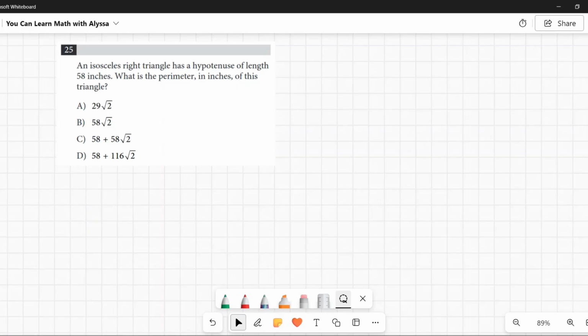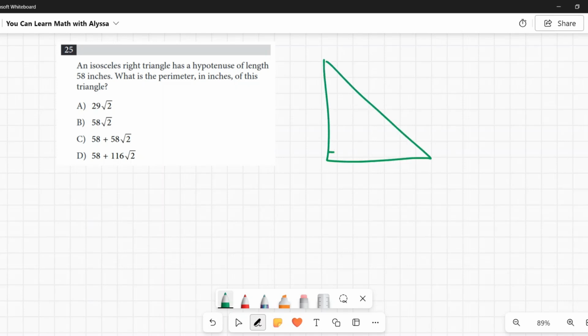Number 25. An isosceles right triangle has a hypotenuse of length 58 inches. What is the perimeter in inches of this triangle? Okay, a couple different ways you can do it. An isosceles right triangle is a right triangle with the isosceles, so it has two legs that are the same. And we're told the hypotenuse is 58.